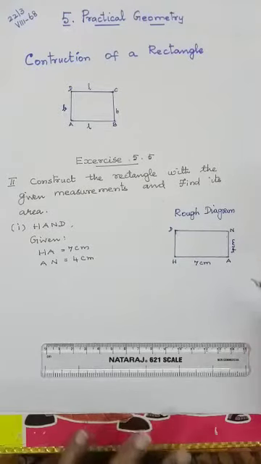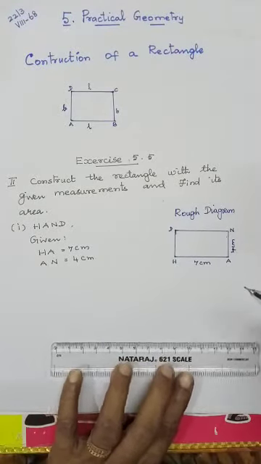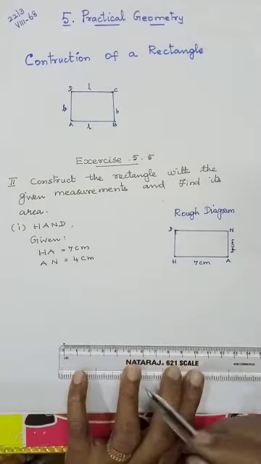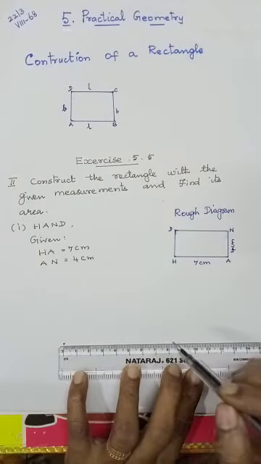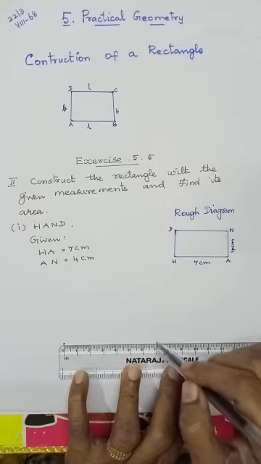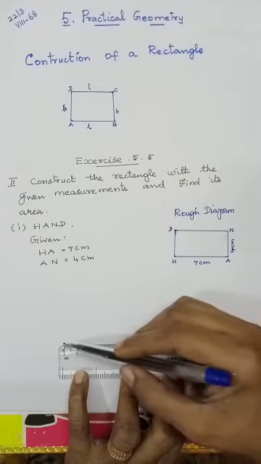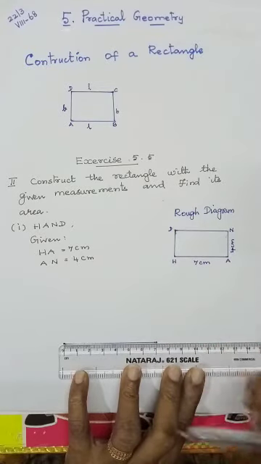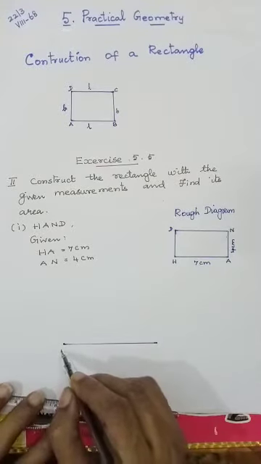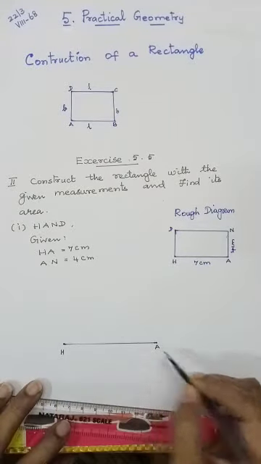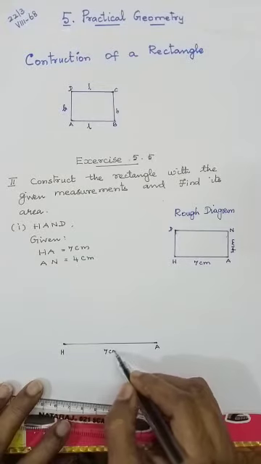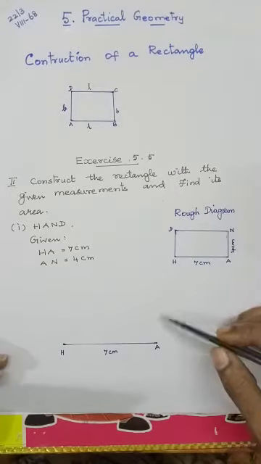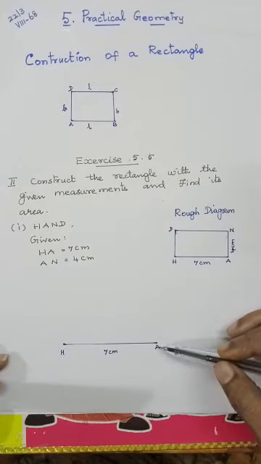In that, HA is equal to 7 cm. We shall draw the 7 cm. From 0 you have to keep a point, and at 7 cm here you have to keep a point and join these 2 points. Then give the names. This is H and A, 7 cm. Here they are given AN is equal to 4 cm.